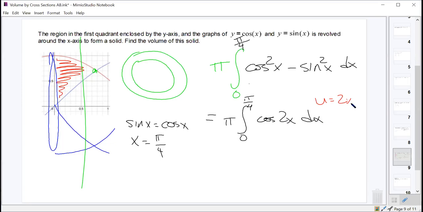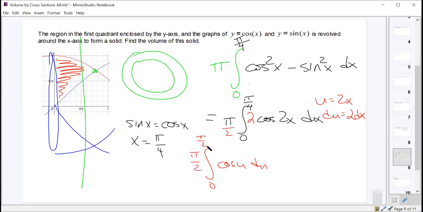U equals 2x. du equals 2dx. So 2, 1/2. Right? And then we change the integral. It becomes pi over 2 times the integral of cosine u du. And instead of going from 0 to pi over 4, we go from 2 times 0 to 2 times pi over 4. And then we integrate it out.